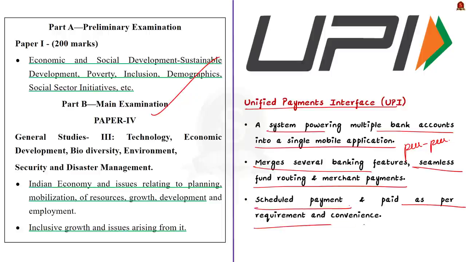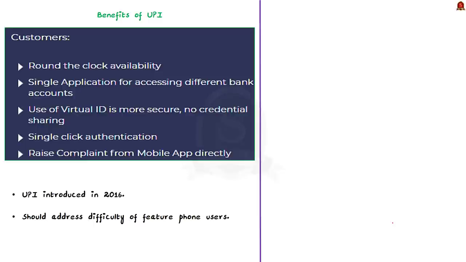The interesting thing that you have to note here is that the payment can be scheduled and paid as per the requirement and convenience. Now let us see the benefits the customers are enjoying using this UPI. The first one is it is available 24/7. The second benefit is that a single application is used for accessing different bank accounts. The third benefit is the use of virtual ID, which is more secure. The fourth benefit is single-click authentication. And the fifth benefit is you can raise a complaint if any issues are there through the mobile app itself.